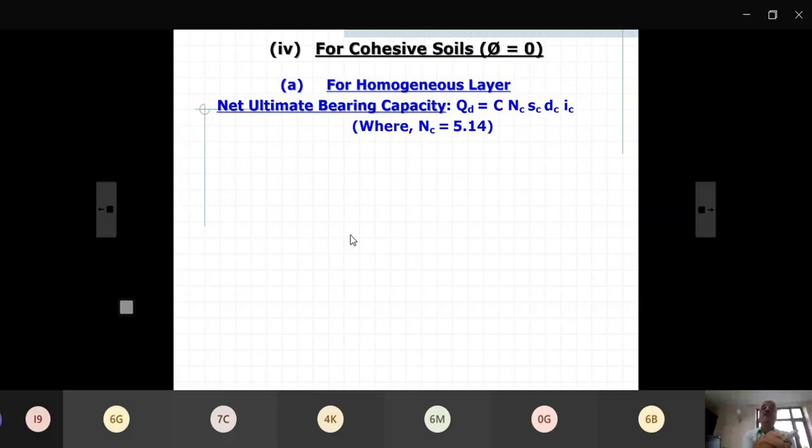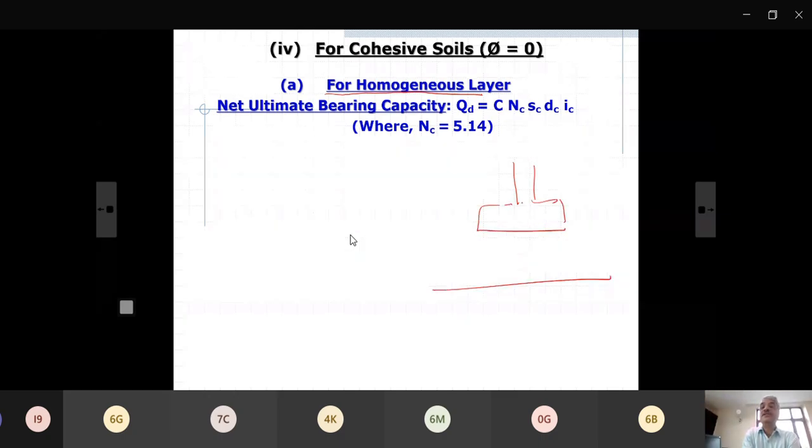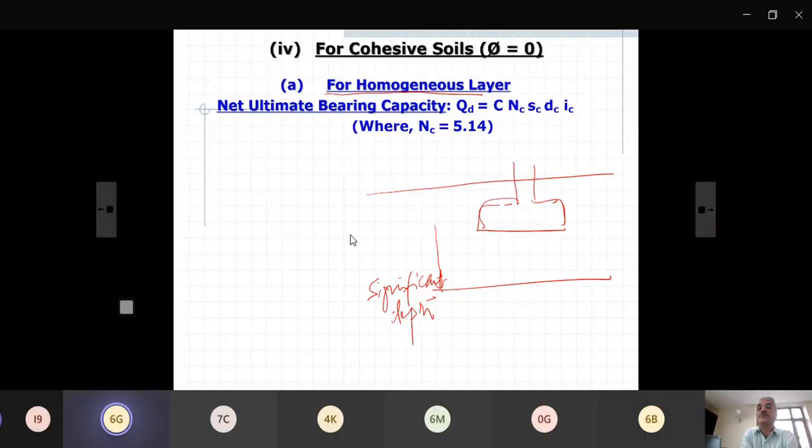For them, if it is a homogeneous layer, meaning the layer below the footing is homogeneous, the question may come up: to what depth must it be homogeneous? I don't know whether it was covered. It must be homogeneous up to a significant depth. What is significant depth? Sir, 1.5 to 2B. Sir, the depth up to which the effect of settlement will be transferred.